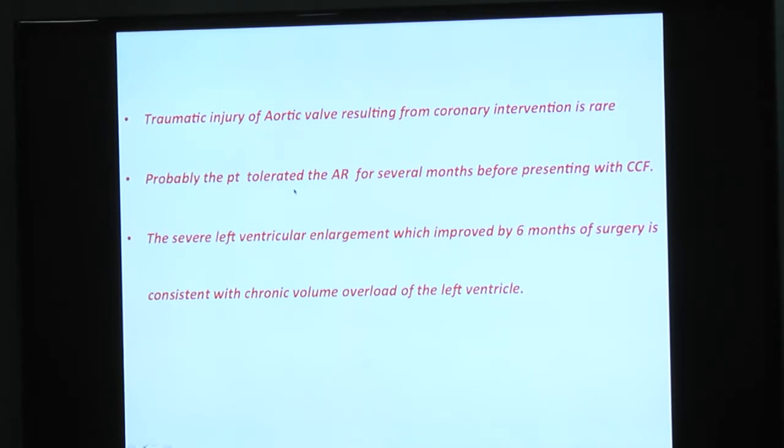Okay, the patient tolerated the AR for several months, which he had before presenting with a congestive cardiac failure. So it was consistent with the chronic volume overload of the left ventricle.